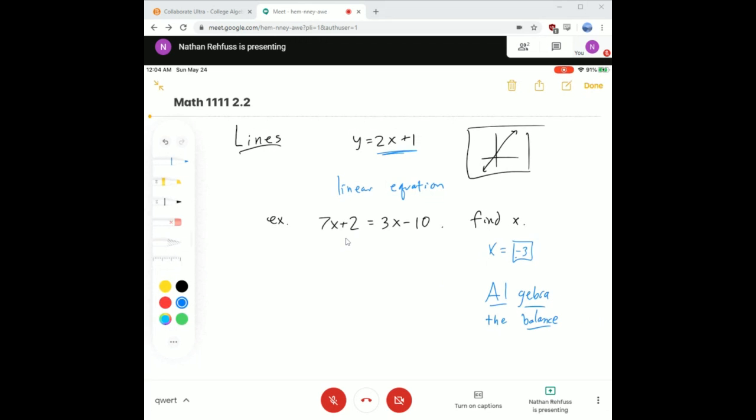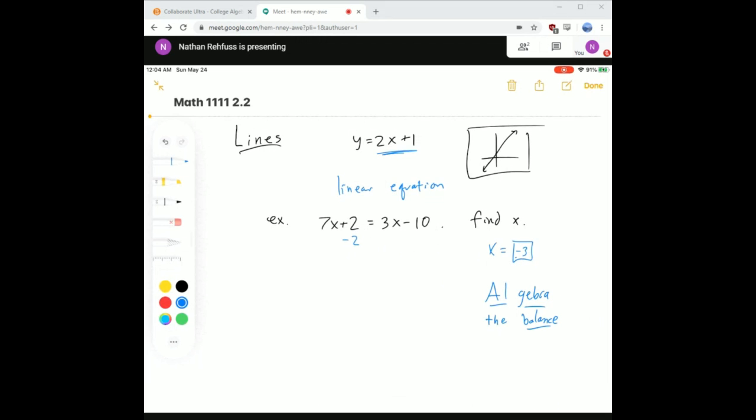So whatever I do to one side of the equation, I also must do to the other side. I want to make this a little simpler. I want x to be by itself over here. So I'm going to start by subtracting 2. That's going to make just a 7x here. So if I do that to one side, I have to keep algebra, keep the balance. So I'll subtract 2 over here as well. So that means over here I've just got 7x, and here I've got 3x minus 10 minus 2, so minus 12.